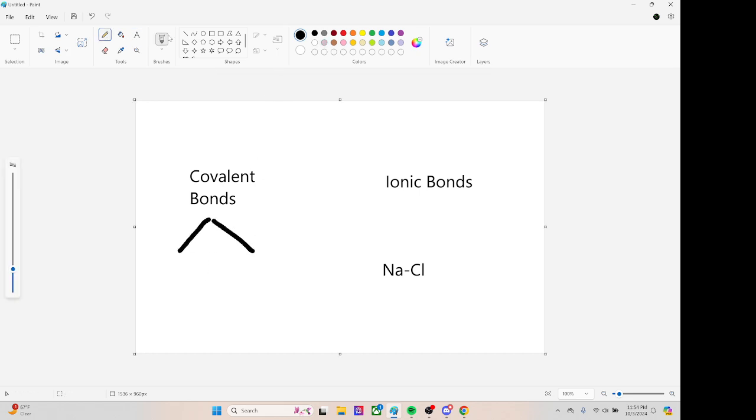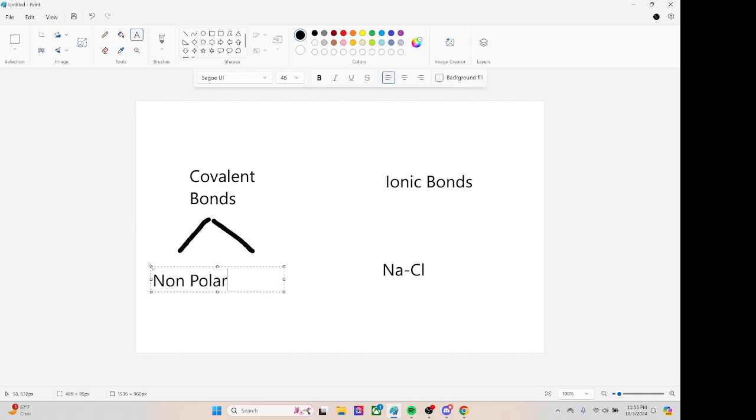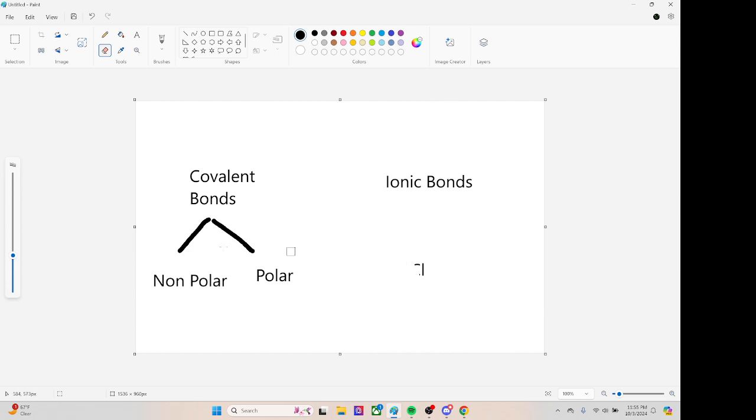And then covalent bonds are usually divided into two sections, right? You got non-polar and polar, right? Non-polar and polar. So I could talk about this a little bit. It kind of boils down to the electronegativity, right? So non-polar is where the atoms share the pair of electrons equally, right?